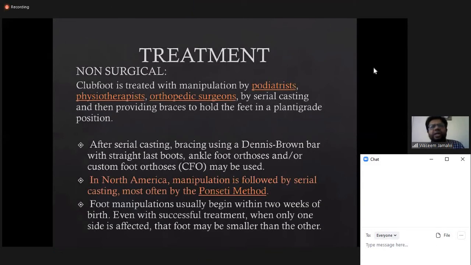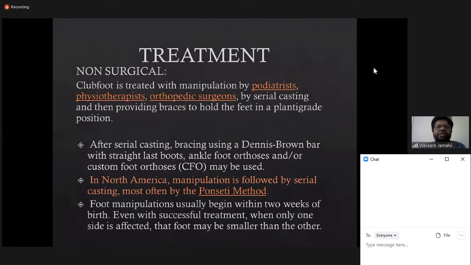So for the treatment, we can divide into two categories. Number one is the non-surgical treatment, and number two, if the non-surgical treatment fails, or there is a very severe form of the clubfoot, then we can go for the surgical process. In case of non-surgical, there is basically a proper teamwork with the podiatrist, physiotherapist, and orthopedic surgeon, starting with the manipulation and physiotherapy of the externally rotated foot, done physically by the physiotherapist.